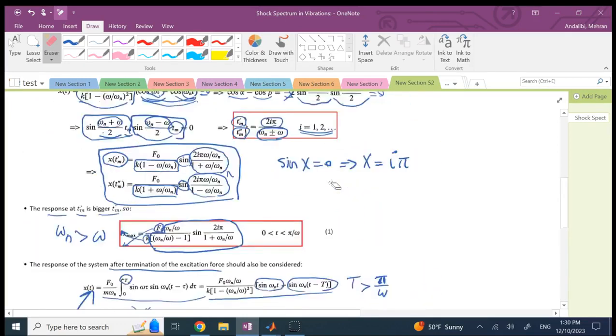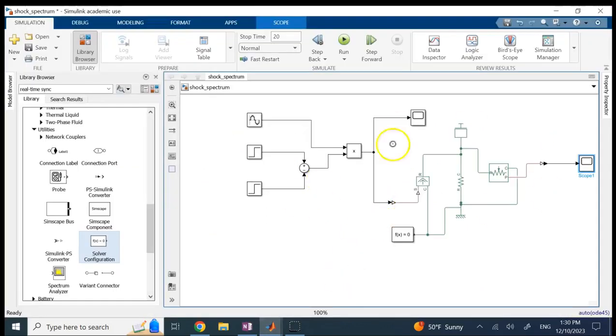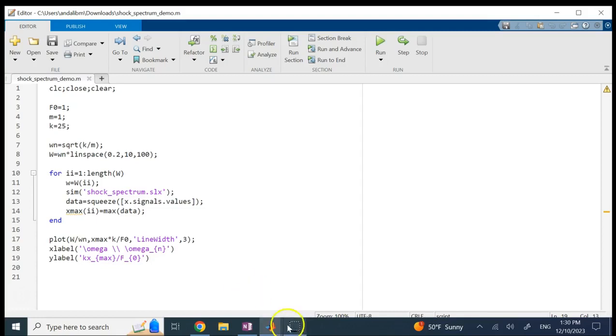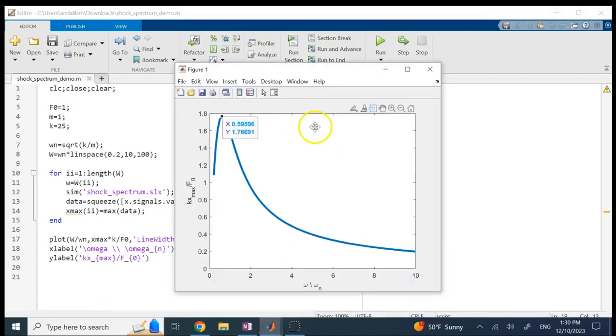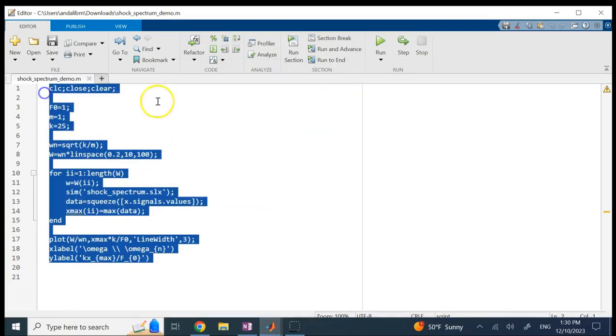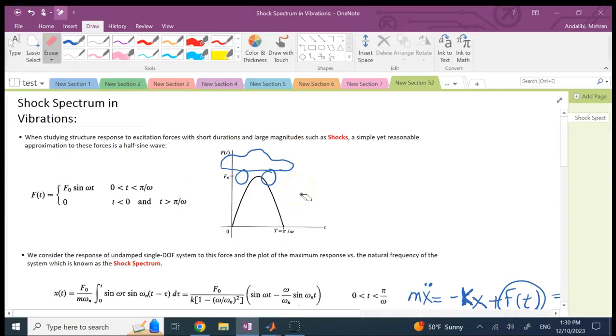So hopefully this video was useful to you. Under the video description, I'm going to share with you the Simulink and this M file, so you can generate your own plot if you want. You can change the parameters. Just pay attention that it takes a while before you get the plot, because here I'm running my Simulink 100 times. So look under the video description and download these files and play with them.